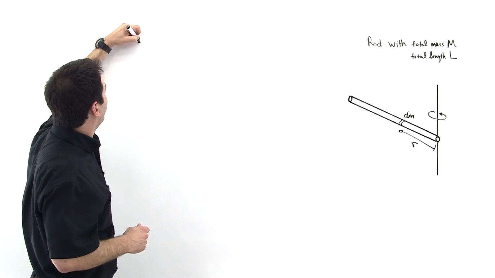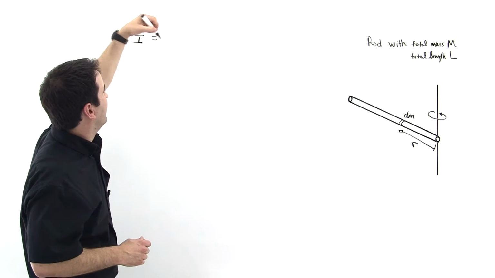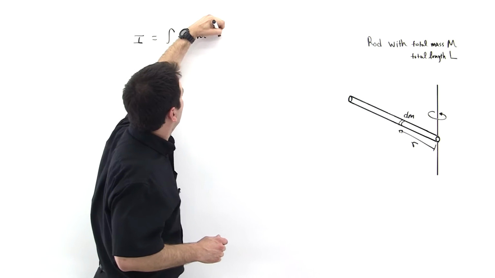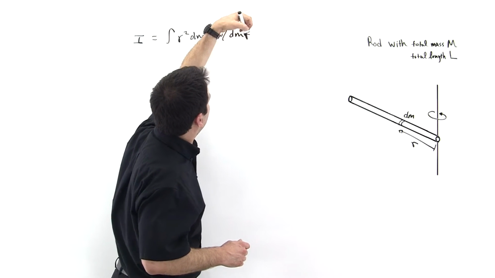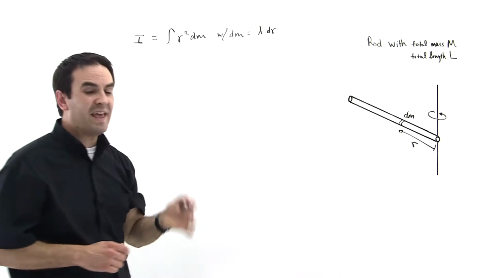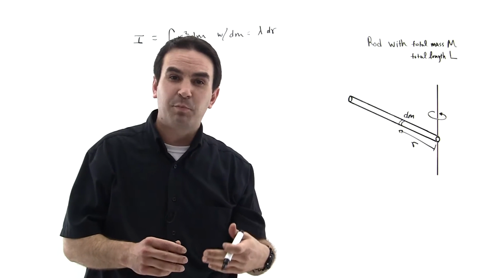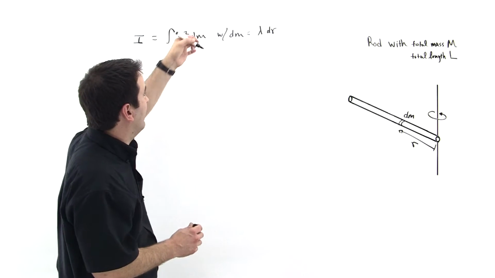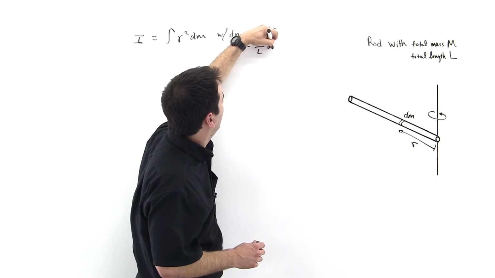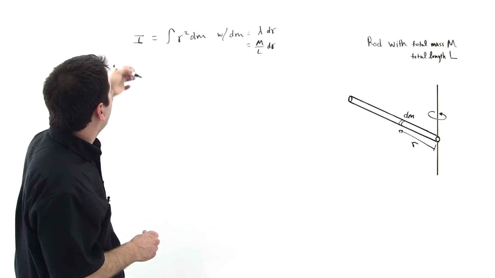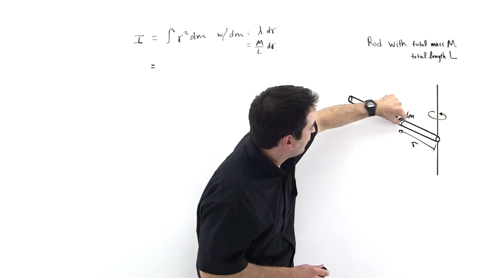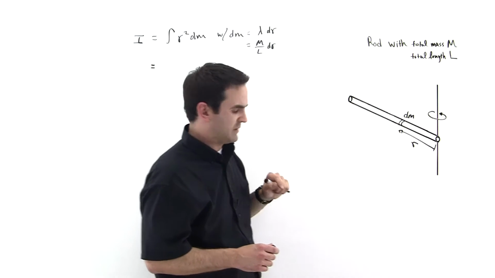So the general equation for moment of inertia is the integral of r squared dm, where dm is equal to lambda times dr, right? But lambda is just the mass density, the mass per unit length of the rod, which is capital M over L. So this is equal to M over L dr, like so. Notice that this is r squared dm, so we're taking each of these little bitty pieces of the rod and multiplying them times r squared and then summing them up.